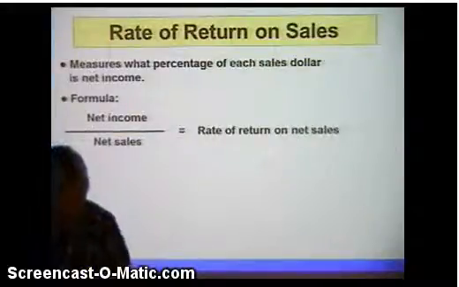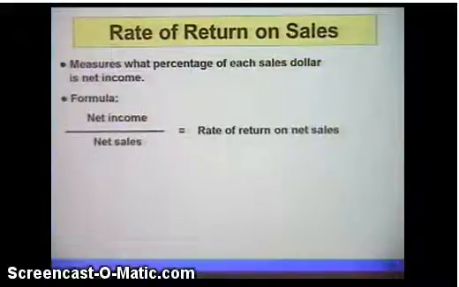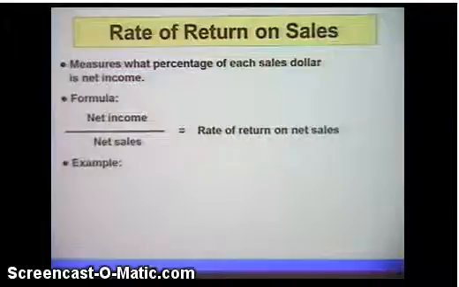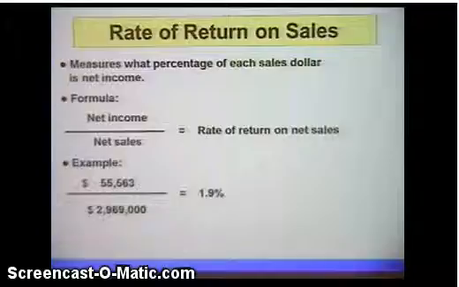Let me get over here to where that covers it in your book. Okay. So net income divided by net sales gives us our rate of return on net sales. Net sales is what? Sales less sales returns and allowances, right?